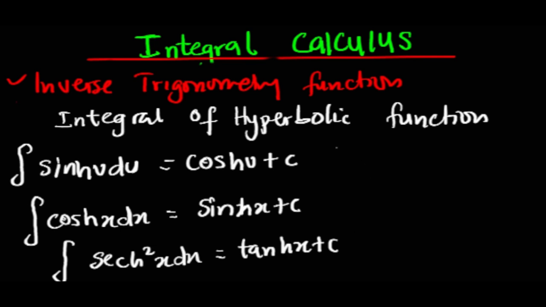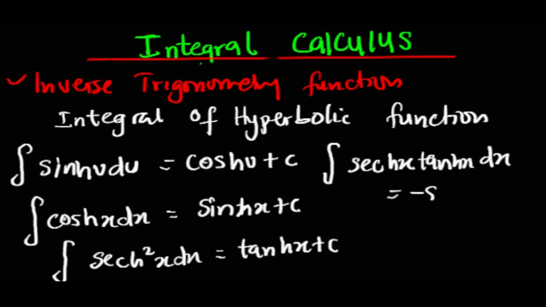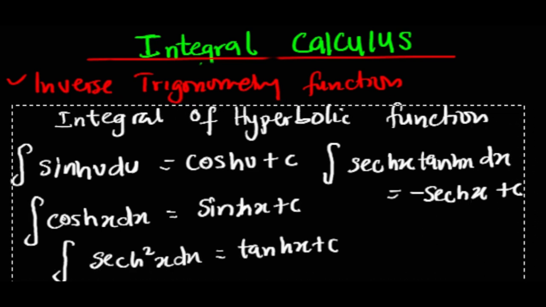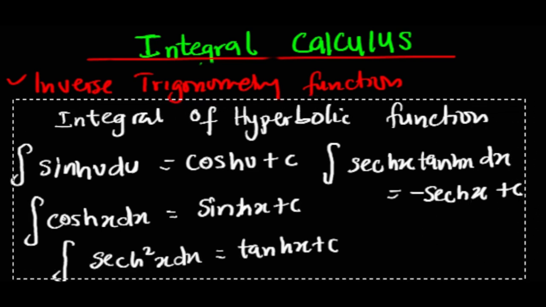Then the following one, if you're asked to integrate sech x tanh x dx, here what you're going to have is minus sech x plus c. That's what you're going to have. Let's move to another one. I hope you guys have taken note of this. Make sure you take note of it. It's very, very important.